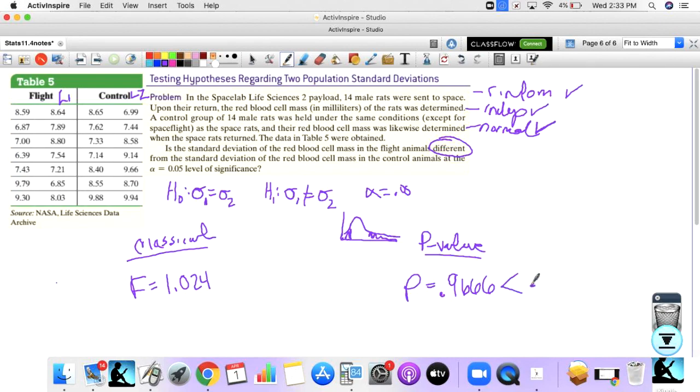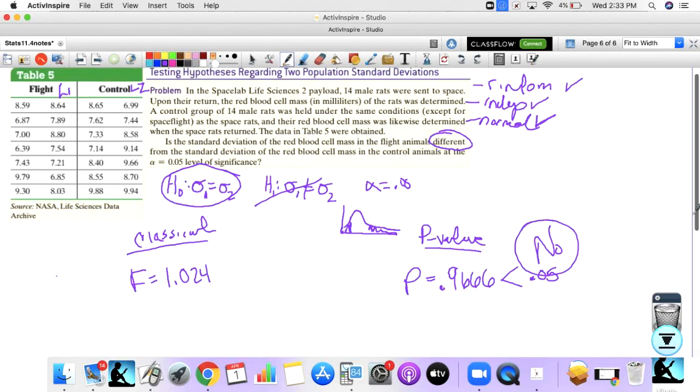So right now we could kind of come to our conclusion here. Is that less than our alpha? Heck no, it is not even close to 5%. So there's not enough evidence. We would say that they're the same. Okay, there's not enough evidence to reject the null, so we keep the null. So that means when we do our classical method here, when we find our 2 critical values, it's going to not fall.